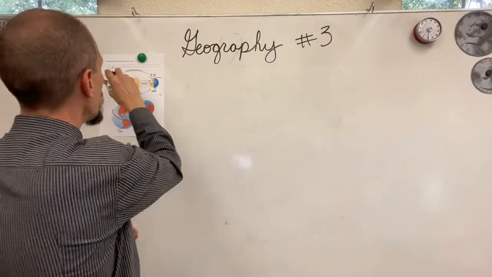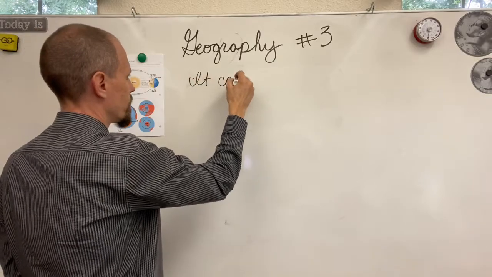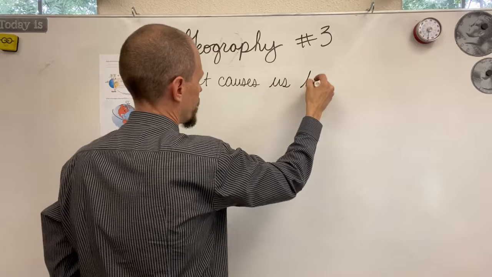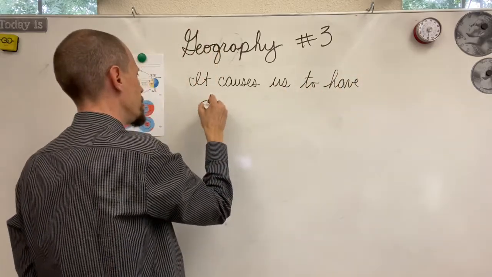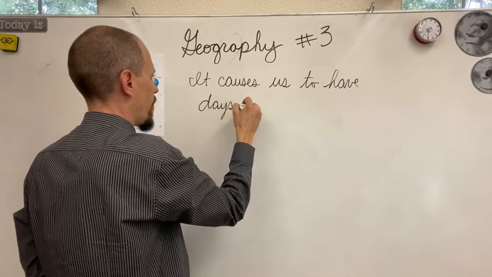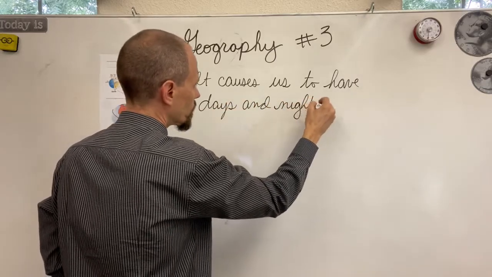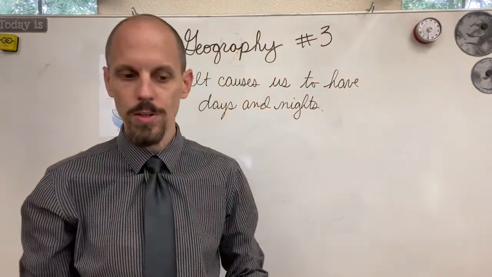So at the very top, what does the rotation of the earth cause? It causes us to have days and nights. If the earth didn't rotate, it would always be day on one side of the earth and it would always be dark on the other.